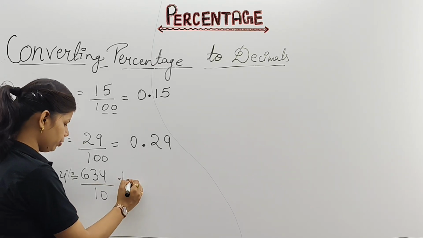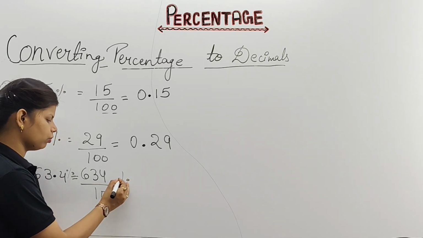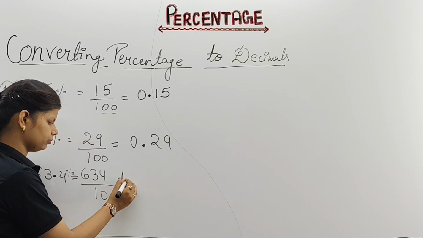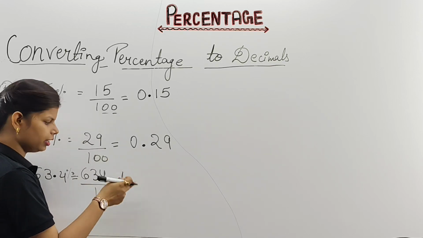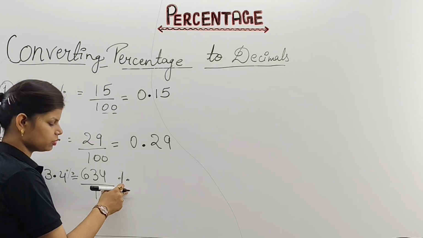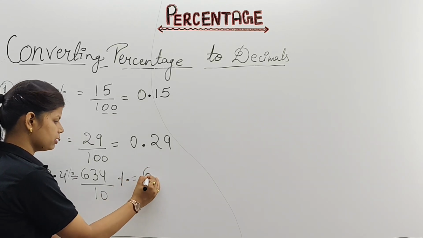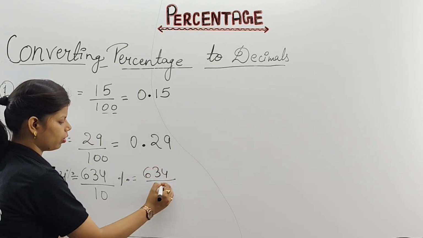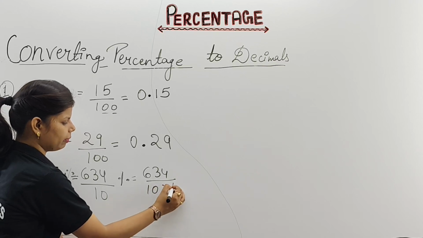So just putting this one. Now the symbol of percent is written over there. What symbol of percent is written here? Symbol of percent is marked. So what you have to do? 634 upon 10 multiplied by 100.